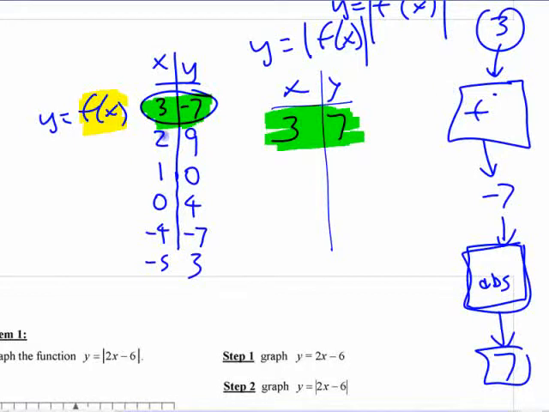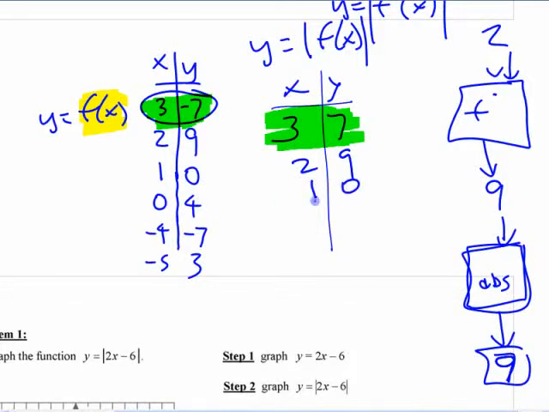What about these other points? If I put in a 2, what do I get out of f here? Put in 2, you get a 9, put that in the absolute value thing, does it change it? Keeps it the same. 2, 9 stays the same. 1, 0, is that going to stay the same or change? Stay the same. 0, 4, is that going to change or stay the same? It stays the same. What about this one? Does this become the point 4, 7? Negative 4, 7? 4, negative 7? Or does it stay like that? What happens? You can put it in here and find out.